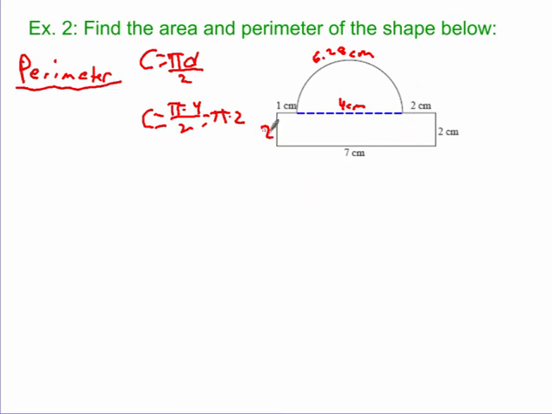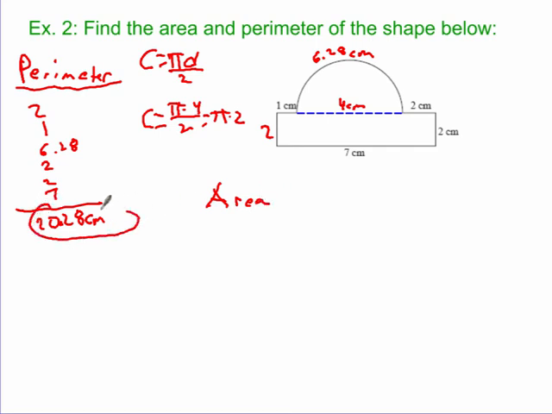So now I can find my perimeter. I just add up everything I know. 2 plus 1 plus 6.28 plus 2 plus 2 plus 7. So let's add all these up. Well, these don't have decimals, so I know it's going to end in 0.28. 2 plus 1 is 3, plus 6 is 9, plus 2 is 11, plus 2 is 13, plus 7 is 20. So this is 20.28 centimeters. All right, so now let's figure out area.